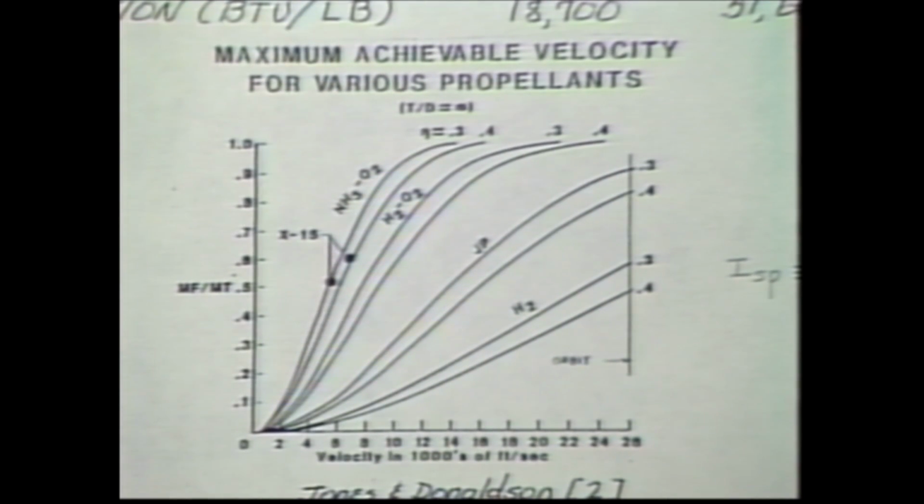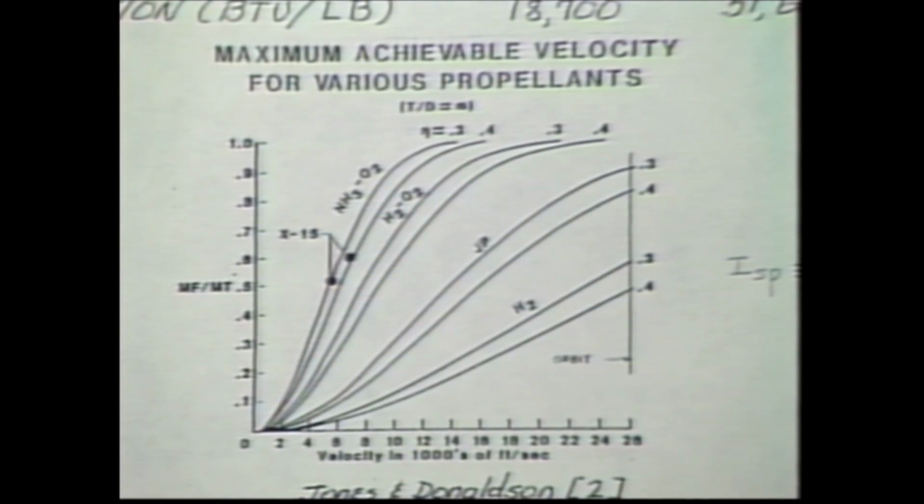Slush hydrogen is another item. Slush hydrogen is a mixture of solid and liquid hydrogen, which helps densify it. We're not including it in the design, but it is something that can be considered for a hypersonic design.